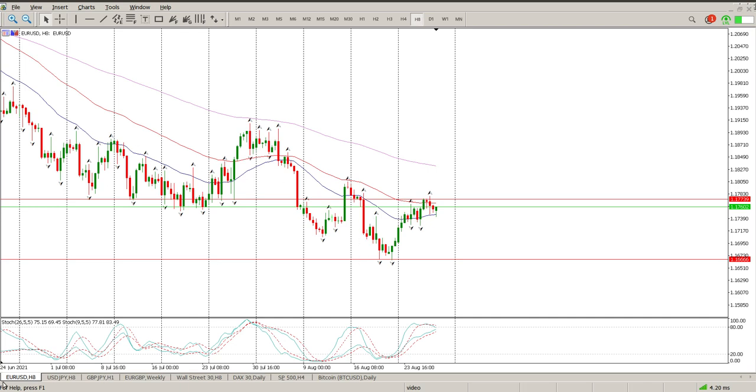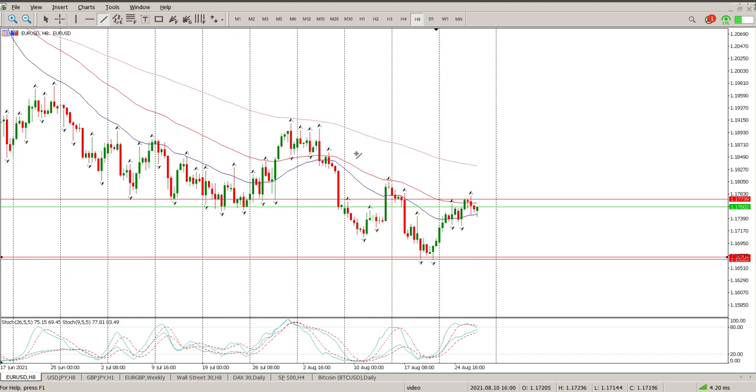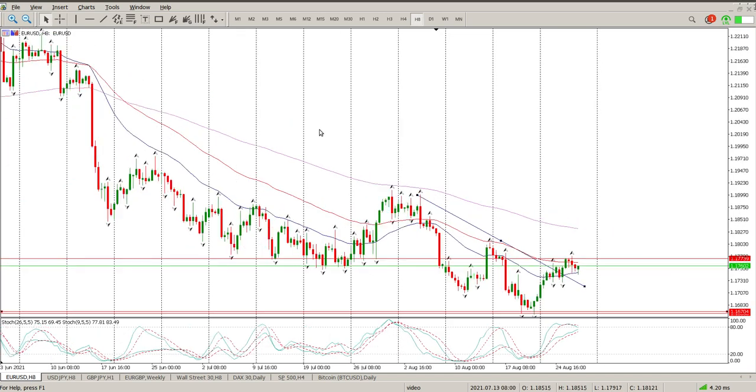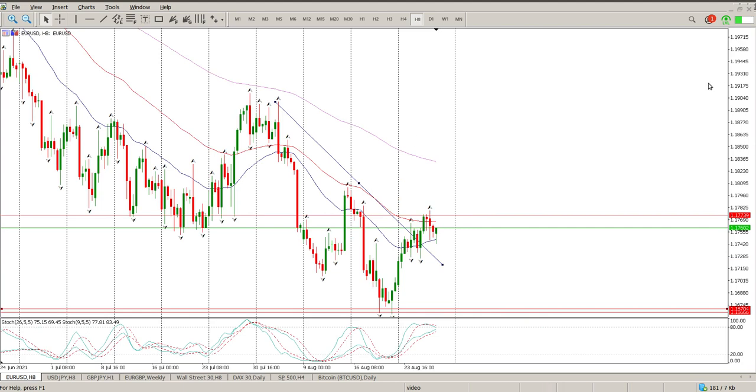So at the moment on the 8 hour, we've got a pretty strong move to the upside. We have a bit of a trend line break. It doesn't matter which way I put it. If I take it there, you can see the trend line break. And if I take it there, you can see there's a trend line break. So at the moment, there's definitely something on the cards.